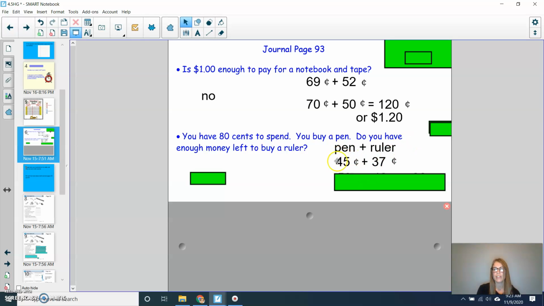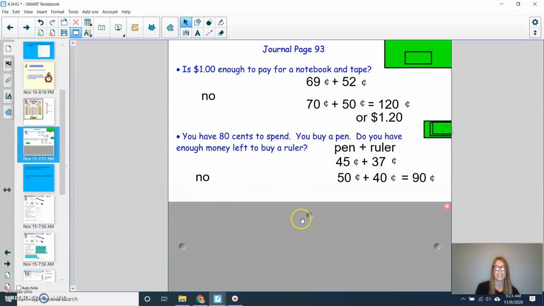So since 45 is ending in a 5, that's going to tell me I'm going to round up. So 45 would go to 50. Same thing, 37, I'm going to round up. So 37 would round to 40 cents. 50 plus 40 equals 90. So if it costs 90 cents, do I have enough money if I only have 80 cents? No, again, I would not have enough money.